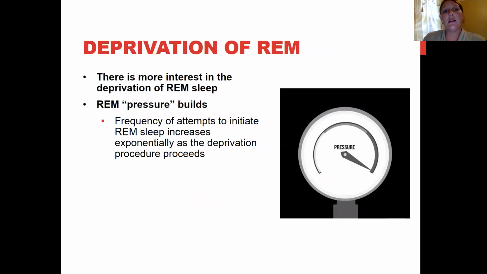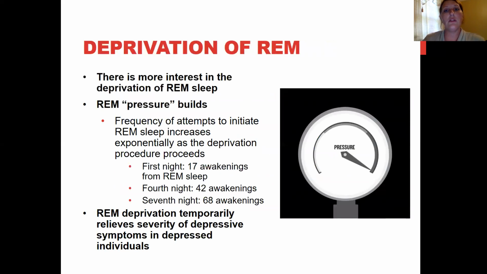If you do the same sort of thing with REM that you do with slow wave sleep, so as soon as a person starts going into REM, you pull them out of it, but let them continue with slow wave sleep in stages 1 and 2, we see that, again, this pressure builds up. People will tend to try to get into REM faster when they're able to fall back asleep. We measure this by how many times we have to wake them out of REM.